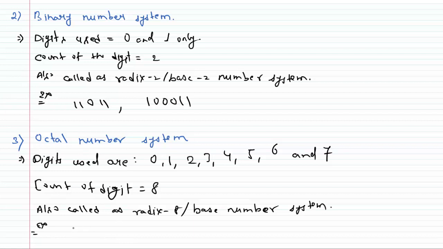Some examples of numbers will be like 4376. The next example can be like 12376. The next example can be like 1075. Here notice the digits that we are using are only 0 to 7. There are no digits like 8 and 9. That's why we call it the octal number system.